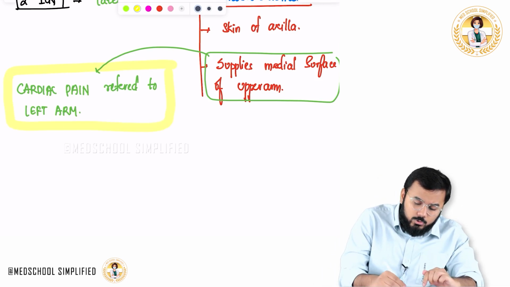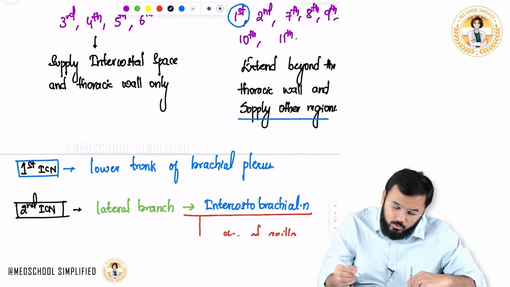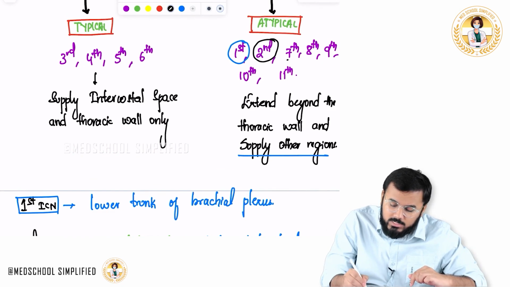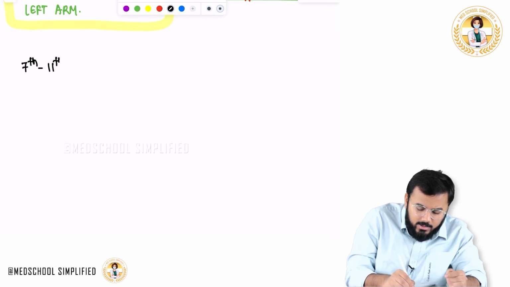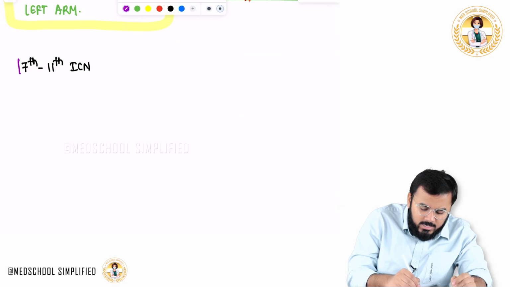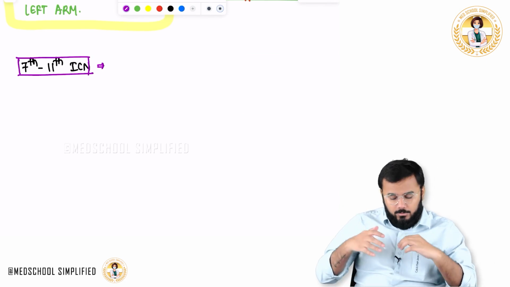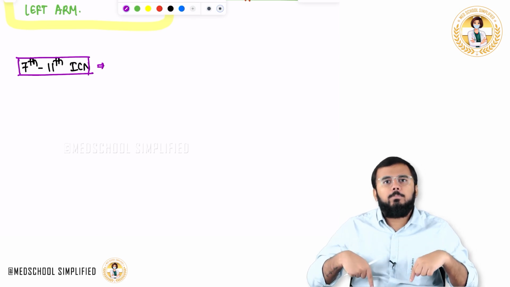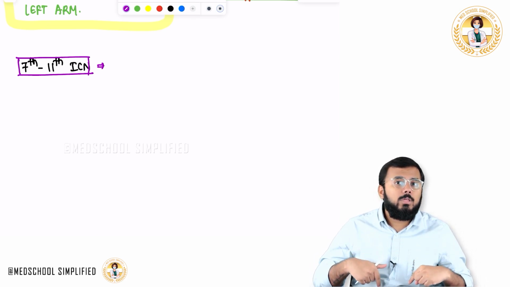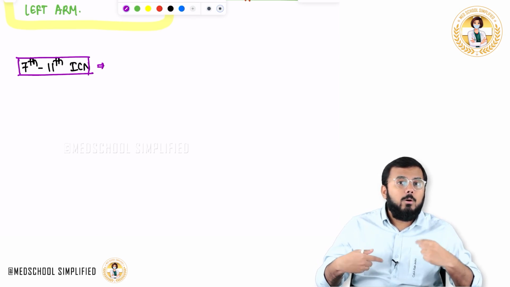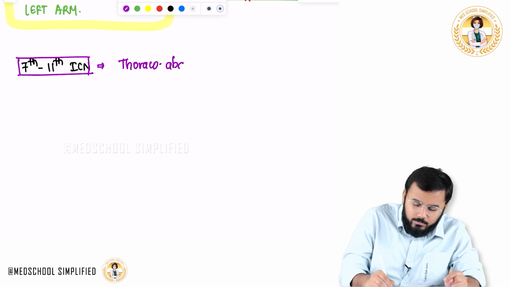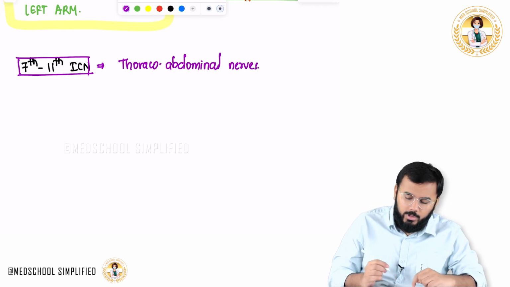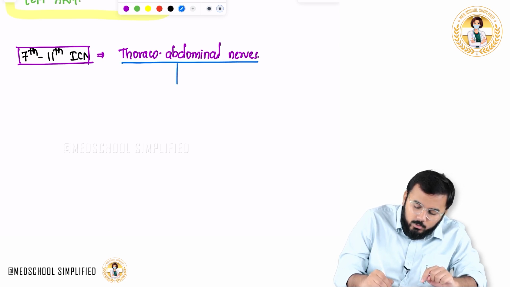Next, we are done with the first, we are done with the second. Now coming to the 7th, 8th, 9th, 10th and 11th intercostal nerves. All of them, from the thorax, enter into the abdomen and supply the abdominal region. So since they go from the thorax into the abdomen, can I call them thoraco-abdominal nerves? Yes, they are all called thoraco-abdominal nerves.